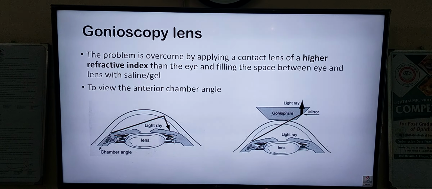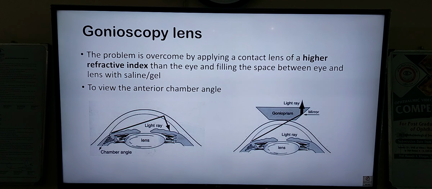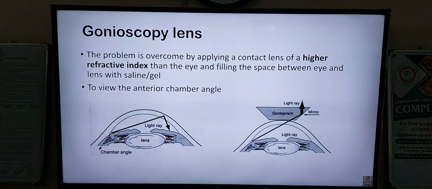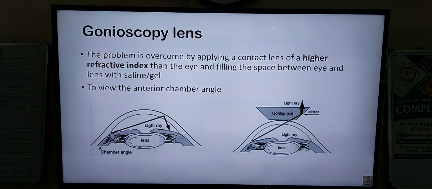So how do we overcome this problem? We overcome this problem by using a gonioscopic lens. ठीक है, gonioscopic lens में क्या होता है? It has a higher refractive index than the cornea. तो लाइट जो टोटल इंटरनल रिफ्लेक्ट कर रही थी वो क्या कर जाएगी? रिफ्रैक्ट कर जाएगी। ठीक है, and then we'll be able to view the anterior chamber angle.